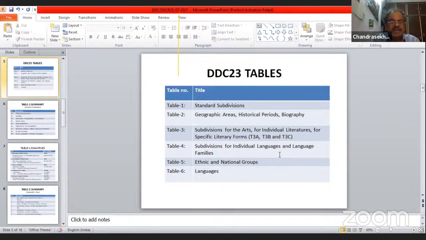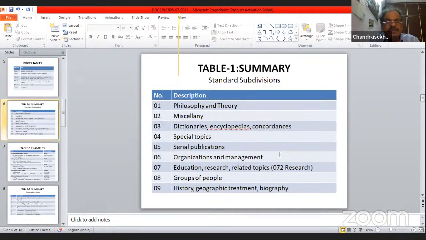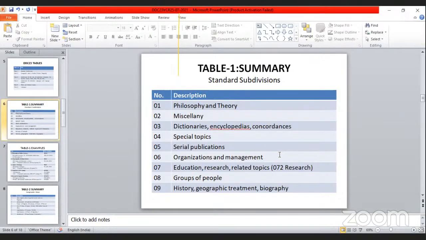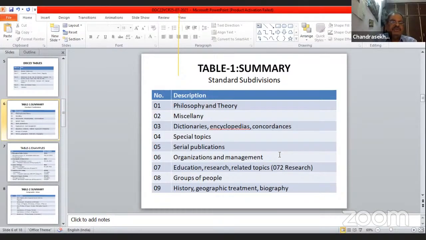So I will quickly take examples. In table 1, standard subdivisions, you have 0. This is a summary. 01 is given for philosophy and theory. Philosophy as a subject is 100. Here it is the philosophical aspects of a particular subject, such as philosophy of library science. Library science is the main subject; philosophical aspects are the standard subdivisions.